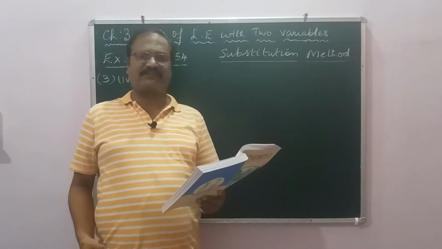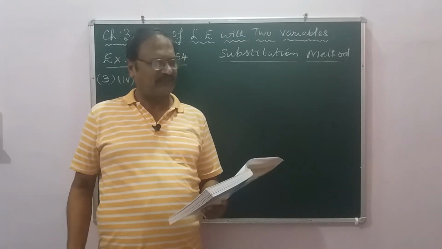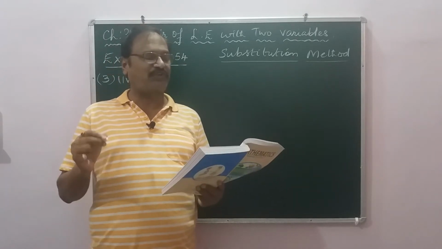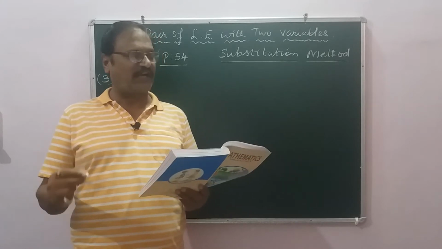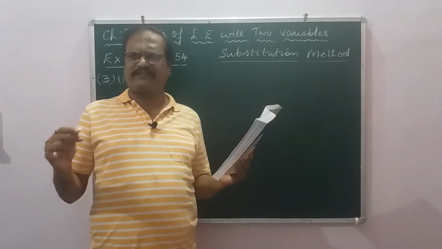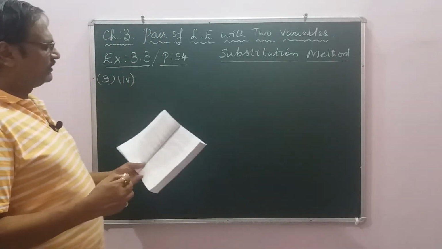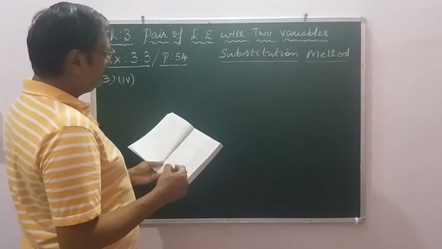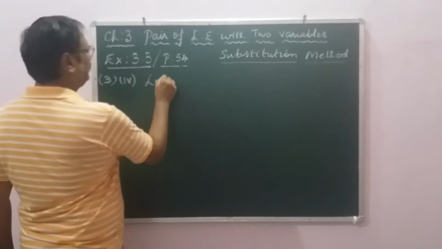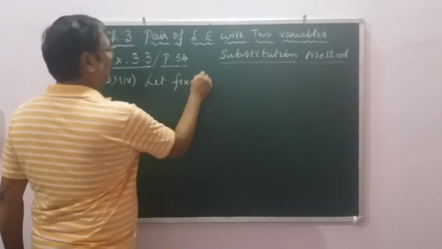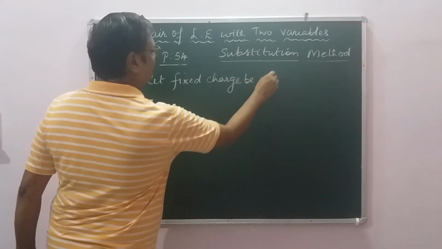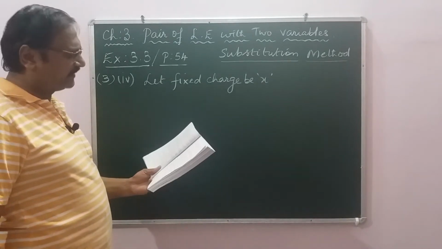The taxi car in a city consists of fixed charge together with the charge for the distance covered. Read the sentence very carefully. The taxi charges in a city consists of fixed charges. So let us say, let the fixed charge be x.